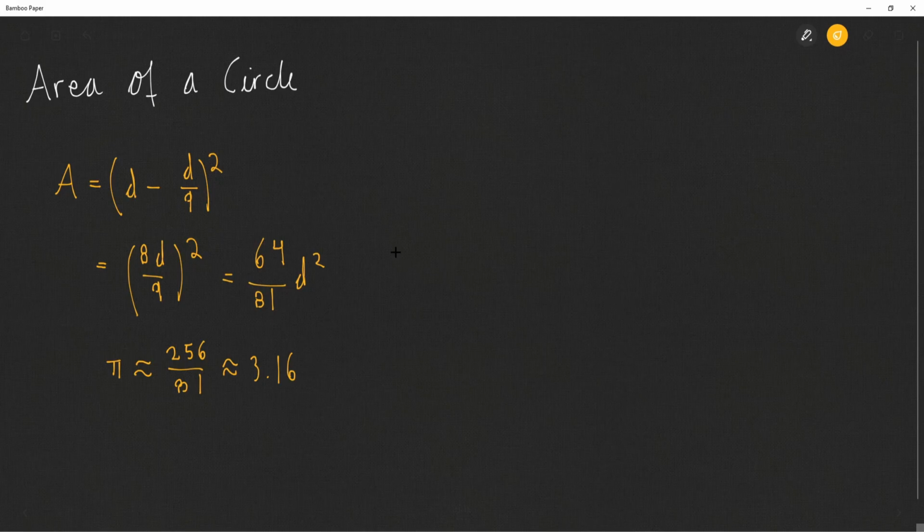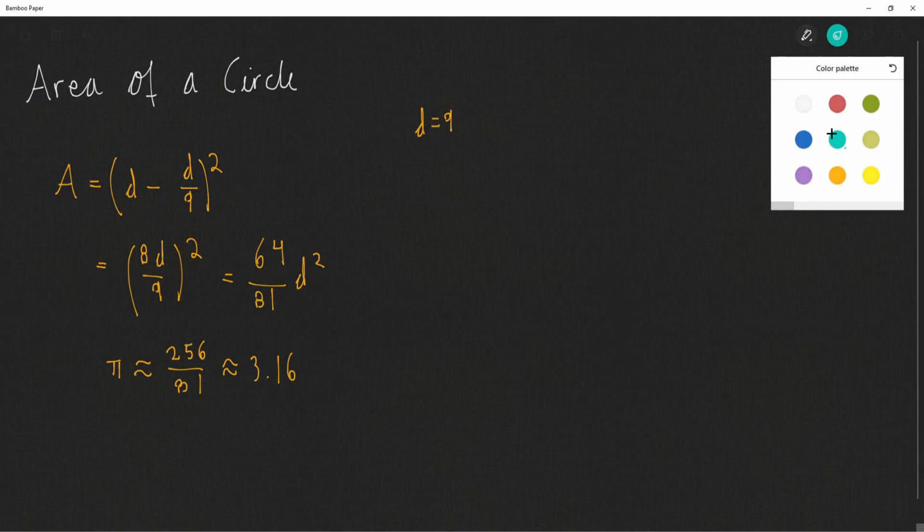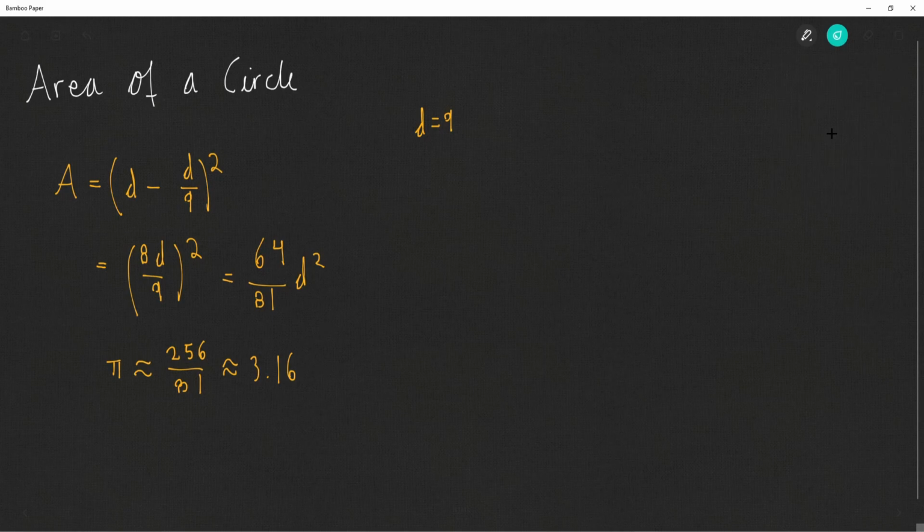An example that we could do is by setting our d value equal to 9. When we set d equal to 9, the area becomes 9 minus 9 over 9, which is just 1, all to the power of 2. Wait, the expression is 9 minus 1, so this just becomes 8 squared, or 64.